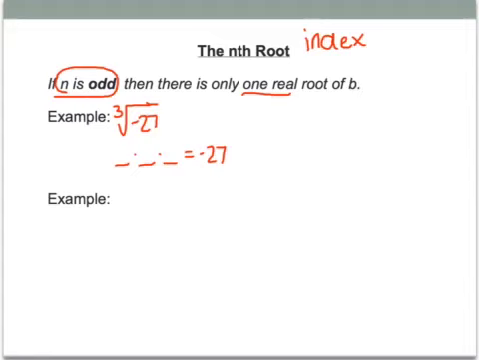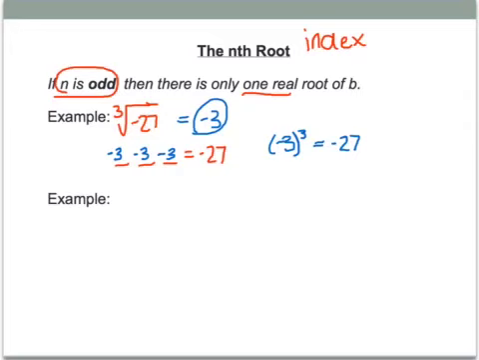Well, we know it needs to be a negative number. A negative and a negative is a positive, but times another negative would be a negative. So think for a little bit. Maybe you'll see that negative 3 times itself 3 times is negative 27. So our answer is going to be negative 3. And we only have that one root.